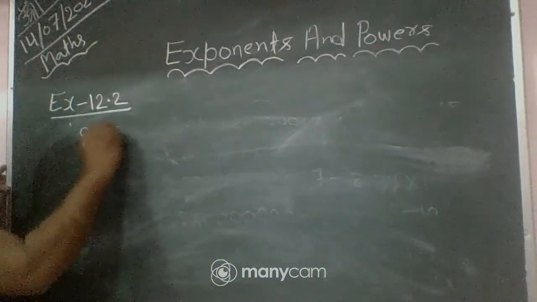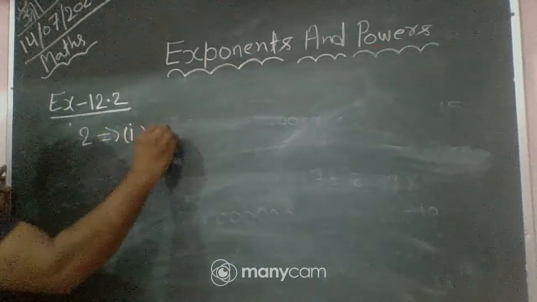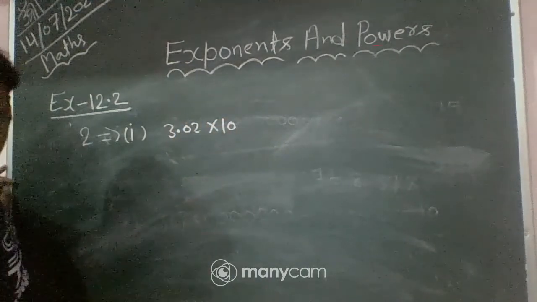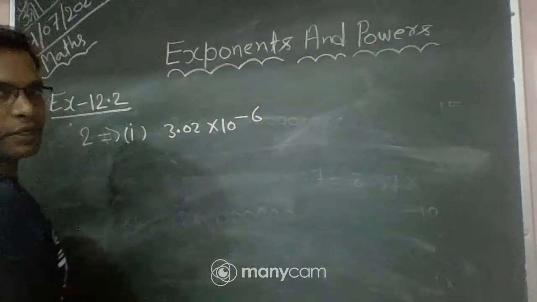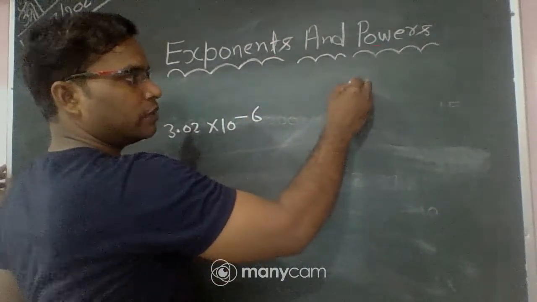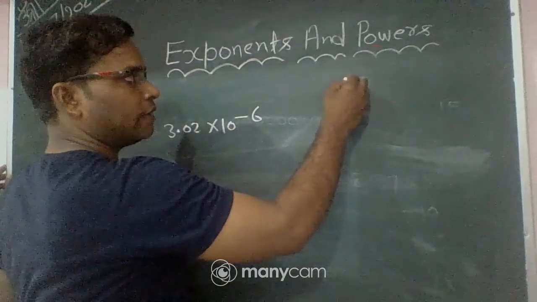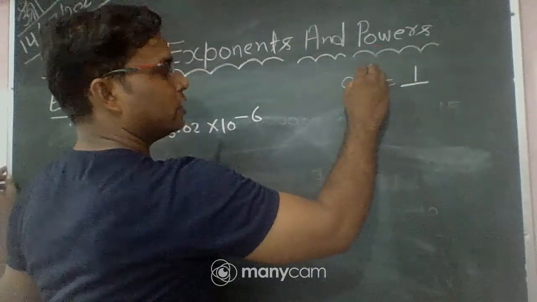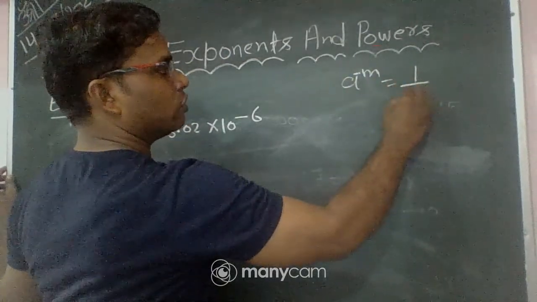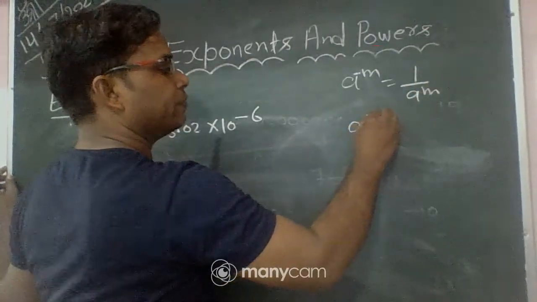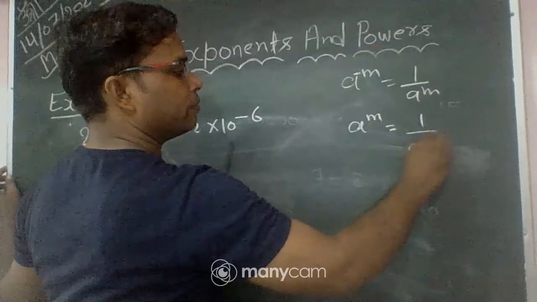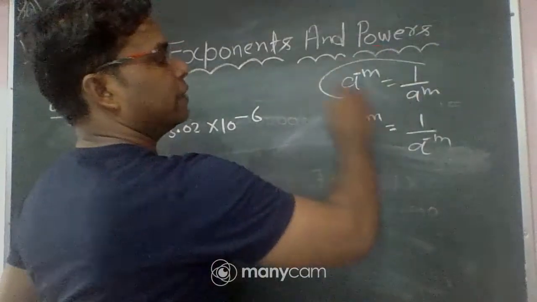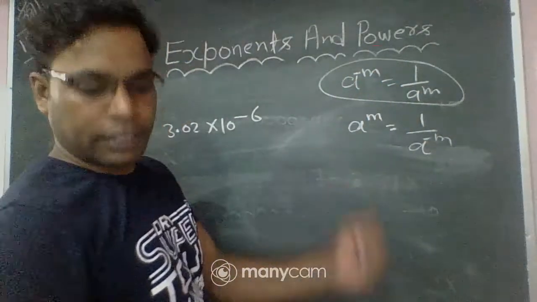Question number 2, part 1: 3.02 into 10 power minus 6. Okay. I hope all of you know this law of exponents: a to the power minus m is equal to 1 by a to the power m, or you can write a to the power m is equal to 1 by a to the power minus m. Clear? So use this law.